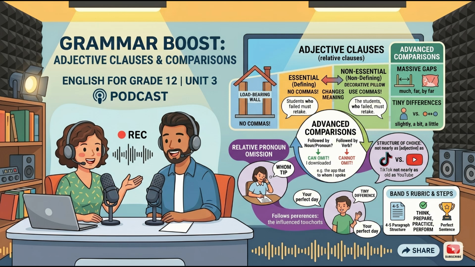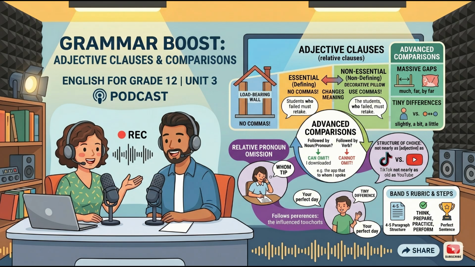What if I told you that a single comma could literally be the difference between a mediocre grade and a perfect band 5 score on your English exam? I mean, it sounds crazy, but it is entirely true. Right. So today we are taking a deep dive into the Get Involved grade 12 textbook. Specifically, we're looking at Unit 3. Oh, Unit 3, the grammar heavy hitter.